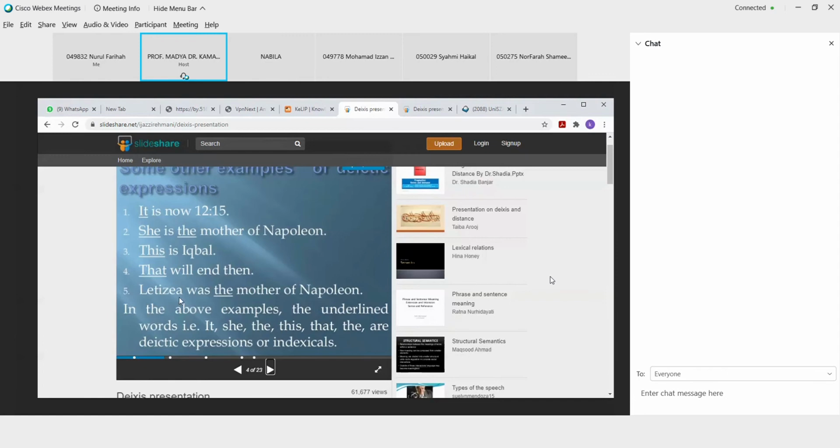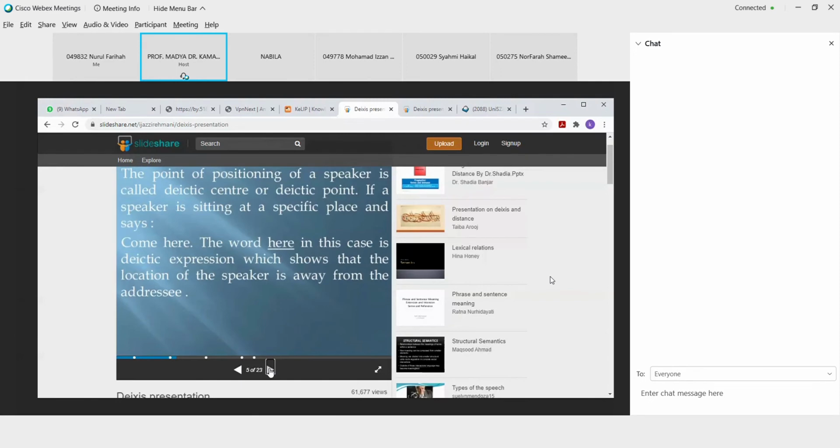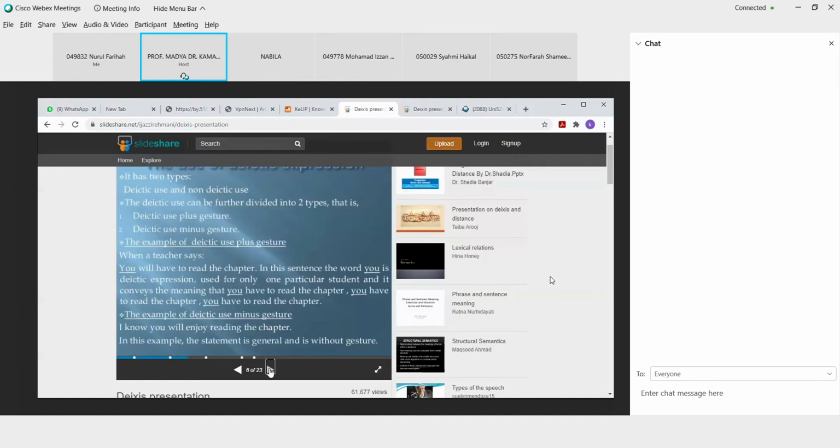Next. The positioning of a speaker is called the deictic center or deictic point. So if a speaker is sitting at a specific place and says, "Come here," the word "here" in this case is a deictic expression, which shows that the location of the speaker is away from the addressee. So this is what I just explained to you.